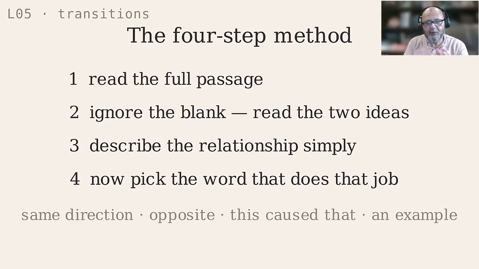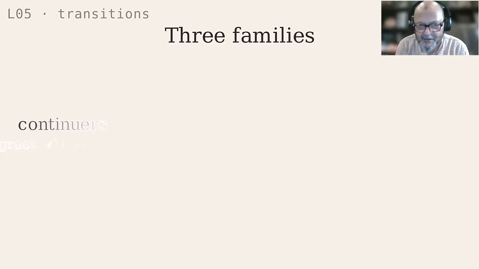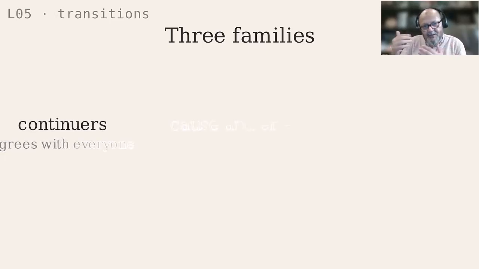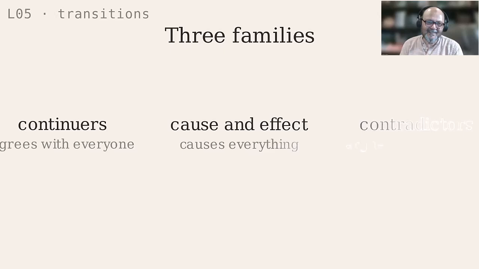Now, I'm going to walk you through 3 families of transitions, right? So most SAT transition questions belong to 3 major families. Think of these as 3 families living in the same neighborhood, right? The first family is a nice family, agrees with everyone. The second family causes everything. And the third family argues with everyone. Okay. So let's meet the first family.